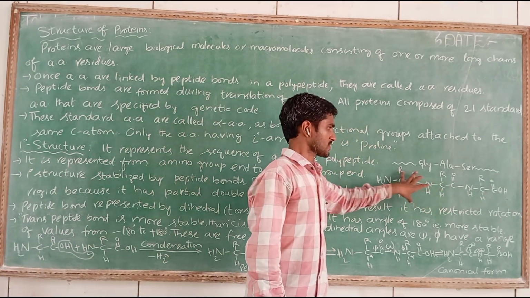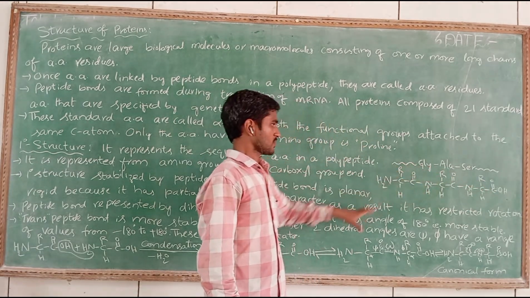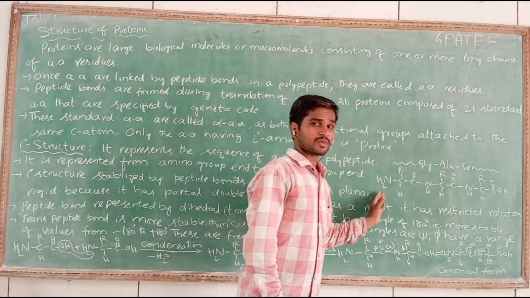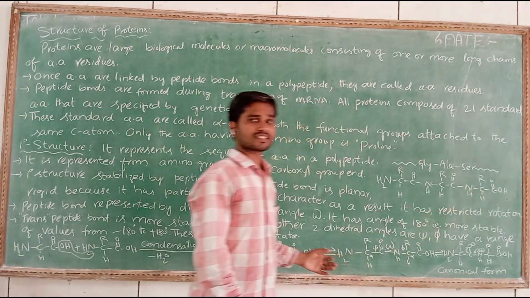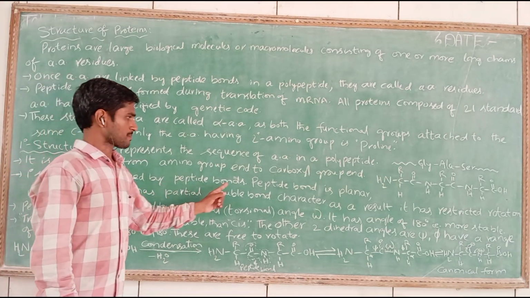This is one amino acid, this is another amino acid, this is another amino acid, connected by peptide bonds. So we represent it here from amino group to carboxyl group for the sake of convenience. Primary structure is stabilized by peptide bonds.